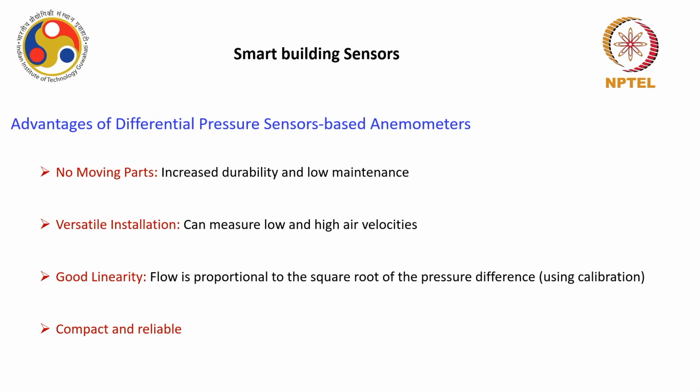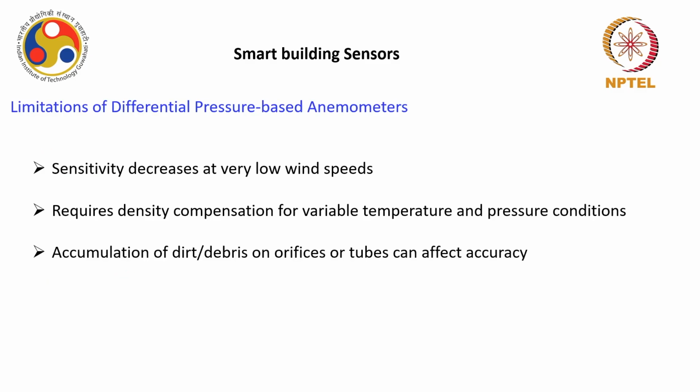So, its durability is increased and of course, it requires low maintenance. Then it has versatile installation, so it can measure low and high air velocities. Their linearity is good because flow is proportional to the square root of the pressure difference. And these devices are compact and reliable. However, they have certain limitations also, like sensitivity decreases at very low wind speed. They require density compensation for variable temperature and pressure conditions.